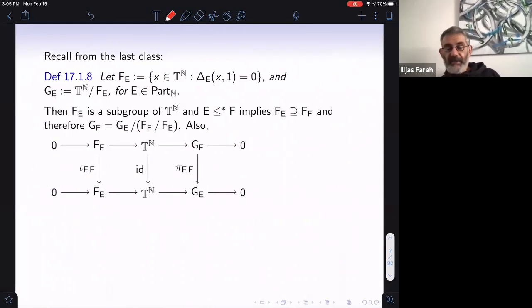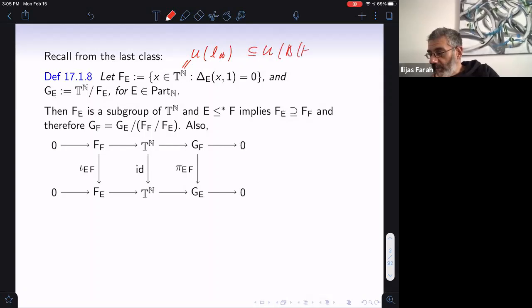Let me start with wrapping up what we did last time. Last time we defined these subgroups of T to N. Remember, T is the unit circle, N is, of course, the natural numbers. And remember, we are identifying T to N with the unitary group of L infinity, which we also identify with a subgroup of the unitary group of B of H. So F_E is the set of x in T to N such that delta E of x minus 1 is equal to 0.